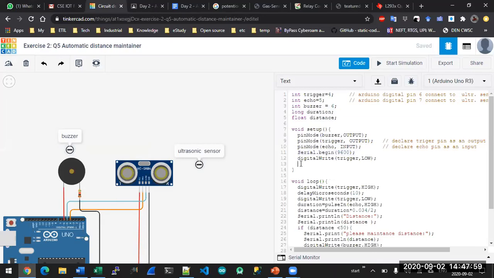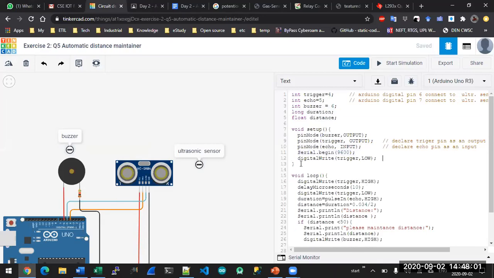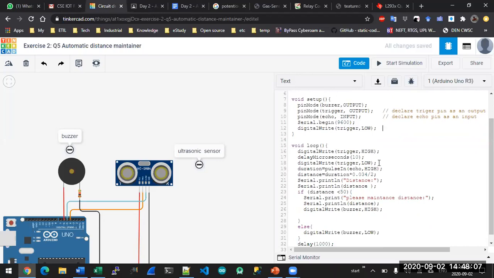Then digitalWrite trigger LOW. Initially the trigger will be low. Then we have to provide a pulse of 10 microseconds. So in the loop, a 10 microsecond pulse is provided to the trigger pin. First it is high. Now we are waiting for 10 microseconds using delayMicroseconds, and then we are making digitalWrite trigger low. So that will create a 10 microsecond pulse on the trigger, and the sensor will start working.